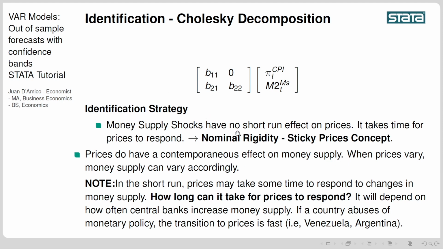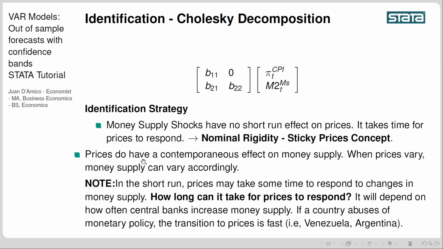Money supply shocks have no short run effect on prices. As I mentioned, it's going to take some time for prices to respond, all right, because of nominal rigidity in prices, which is the sticky prices concept. Here we have then the main matrix, and we can see that money supply will have no effects in the short run. That's why there's a 0. We're going to see then in the impulse response and the variance decomposition that the first impact of the shock is going to be 0. That's because we have defined this with the Cholesky decomposition.